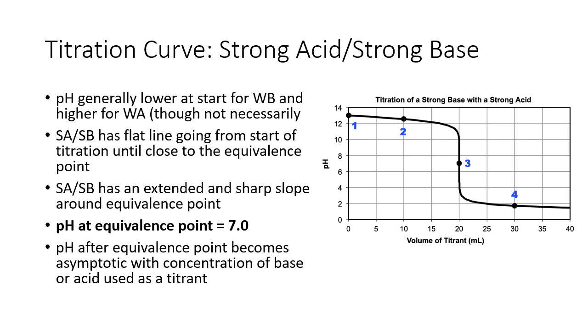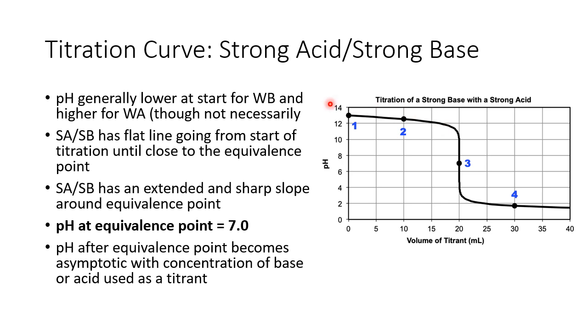So the pH is generally lower at the start for a weak base and higher for a weak acid, though not necessarily, because that's completely dependent on concentration, right? So if you have a very low concentration of strong acid versus a very high concentration of weak base, those two can cross. In all cases, the strong acid, strong base has a flat line going from the start. So the slope is consistent when you go across here at the very beginning.